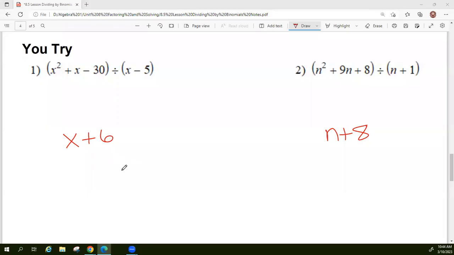So hopefully you got x plus 6 and n plus 8. If you forgot when you changed this to an x when you were factoring and you wrote x plus 8, that's fine. No big deal. If you didn't get x plus 6 or n plus 8 and you don't know where you went wrong, please do raise your hand and ask for help so we can try and find the mistake before you move on to the practice.